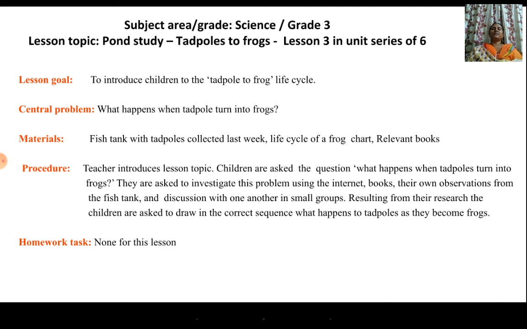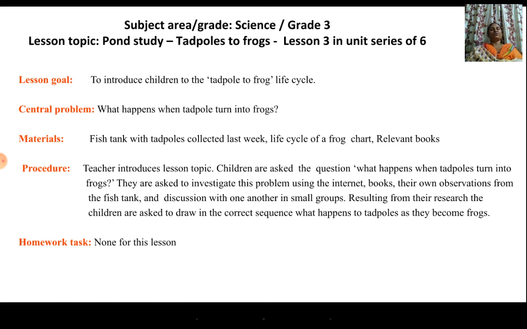So this is lesson 6. The lesson goal here is to introduce children to how the tadpole turns to frog, that is, the life cycle of a frog. So what is the central issue of the lesson? What happens when tadpole turn into frog? This is what the children in the classroom are intended to learn. Whether they are disabled or non-disabled, the central problem to be learnt in this classroom is this.